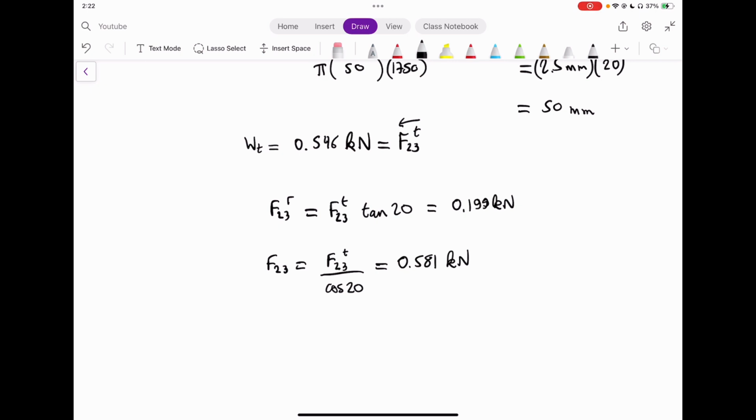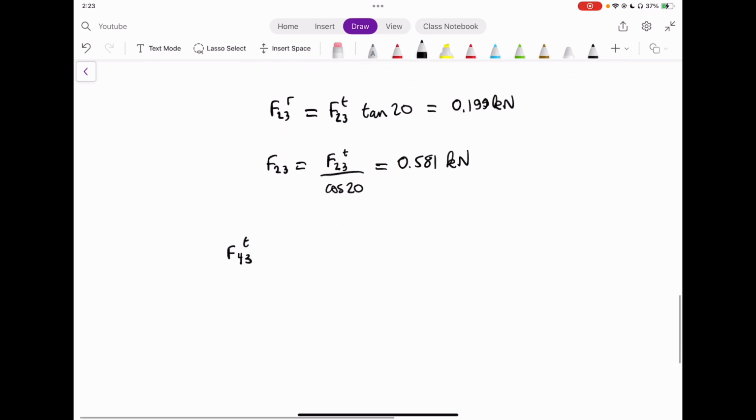Now, how about finding the rest of the forces? So now that we have this gear in the middle, the next thing we need to do is solve for F43. We can start with F43T and then work our way to F43R and F43.